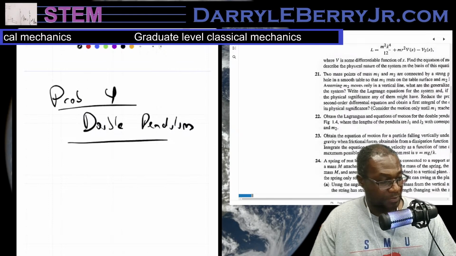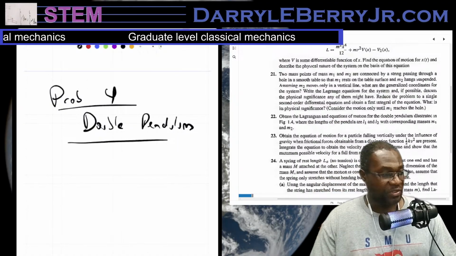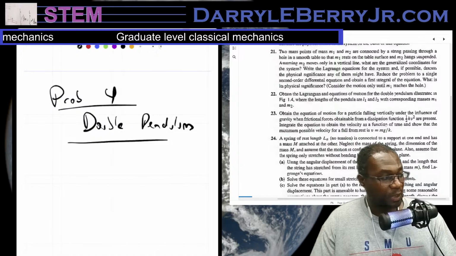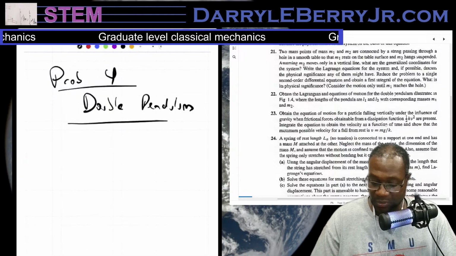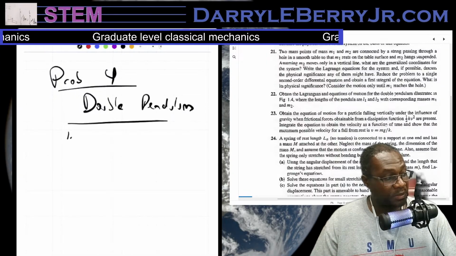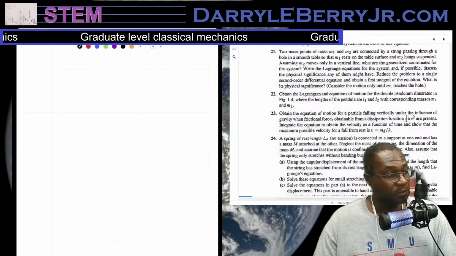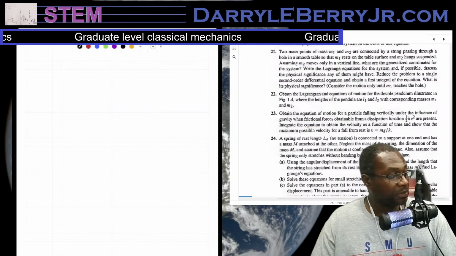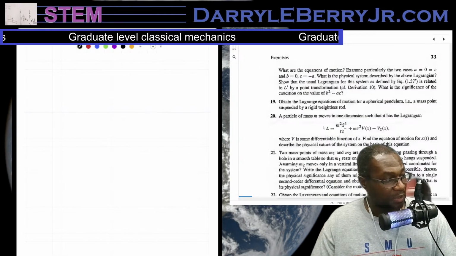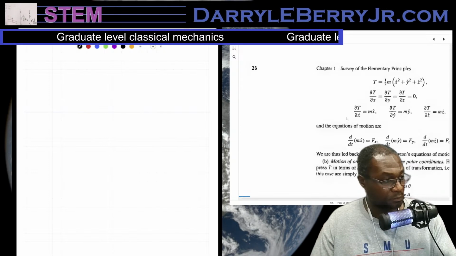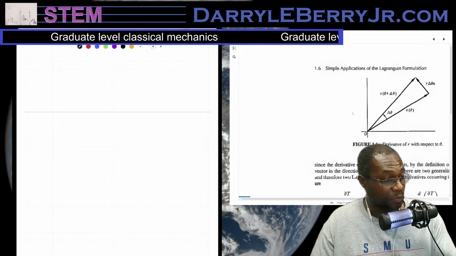Of course, this one here: obtain the Lagrangian equations of motion for the double pendulum, illustrated in figure 1.4, where the lengths of the pendula are L1 and L2 with corresponding masses M1 and M2. So, 1.22. The double pendulum, I'll scroll to figure 1.4.